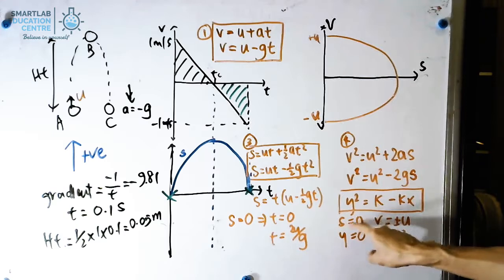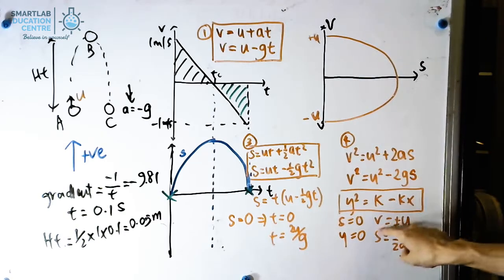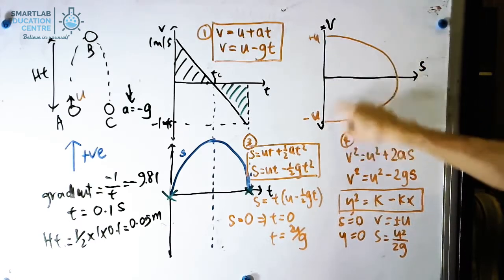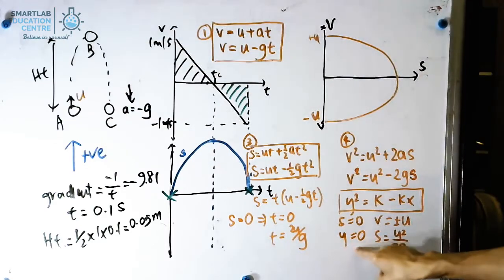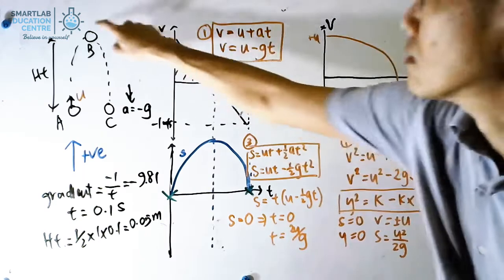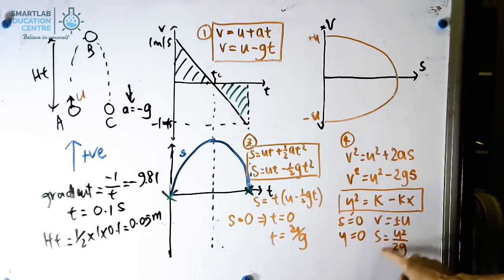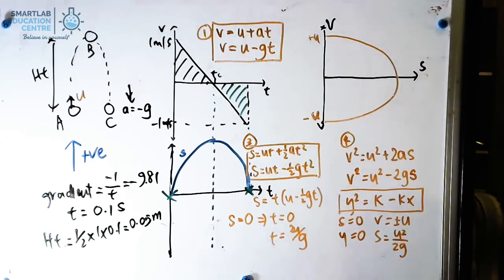So if we were to substitute and make s, or your x, as 0, then your v is plus minus u, which is the reason why when s is 0, you have two possible values, because one is going up and one is coming down. Then the other one, finally, when y is 0, which means that your velocity is 0 right at the top, then in this case your displacement is this. So this formula that you have down here is in actual fact your height.